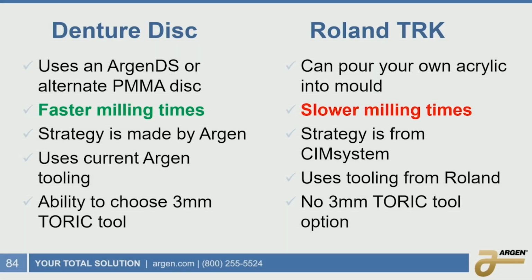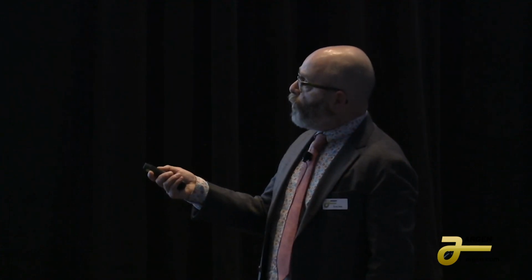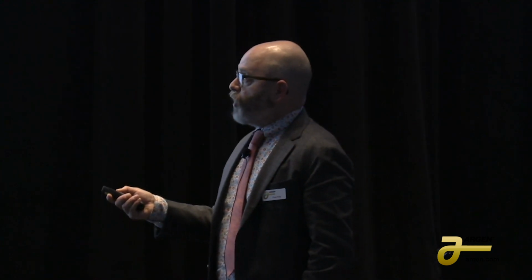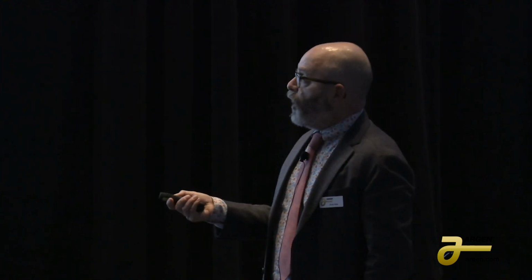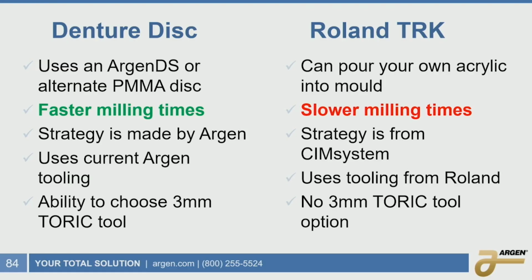So when we talk about the advantages and the disadvantages, with the denture disc, you can use an Argen DS or alternative PMMA disc that's been pressed. We are seeing much faster milling times with that. The strategy has been made by Argen. Nico was the one that worked very hard for us to get those reductions in time. It uses our current Argen tooling, so you do not have to change your tooling. It's going to use the current HP, the Argen Hybrid Plus tooling, and it gives you the ability to use that 3mm toric tool. That 3mm toric tool is very important because it comes in and removes a lot of material very, very quickly.